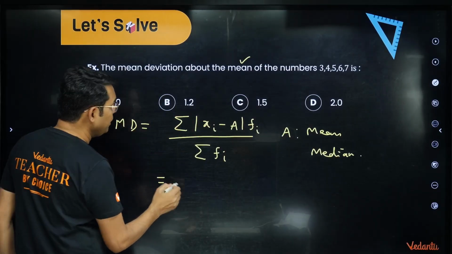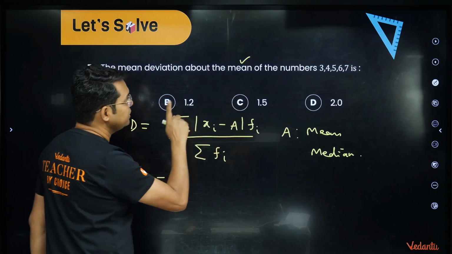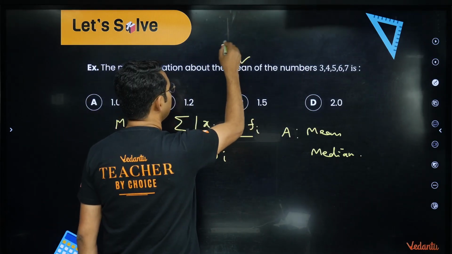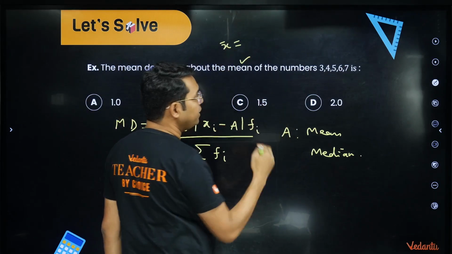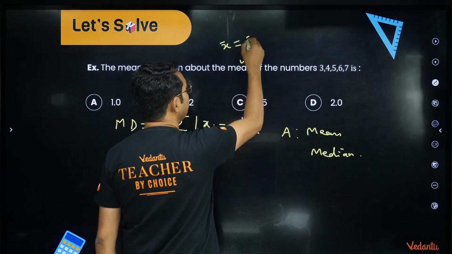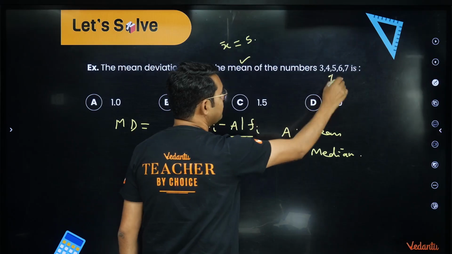So what we will be doing, we will be finding first the mean. I think mean is very easy to find. Sum of all data divided by 5. Numbers are very simple, so we get directly mean as 5.